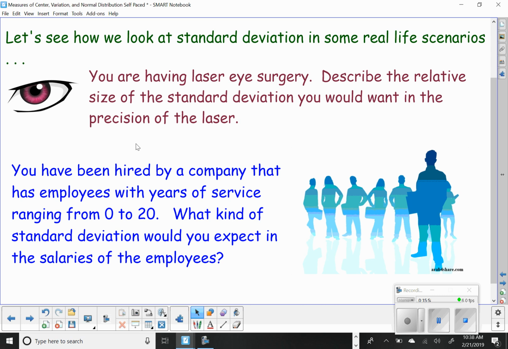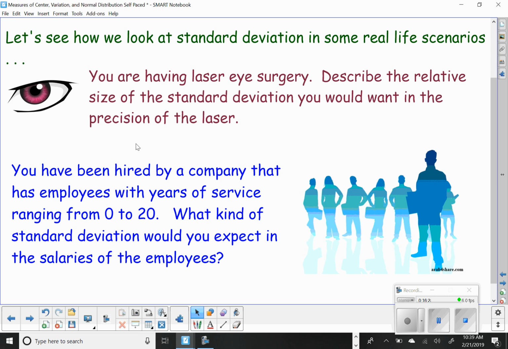Now, on the other hand, I've been hired by a company that has employees with years and years of service ranging from 0 to 20. What kind of standard deviation would I expect in the salaries of the employees? I'd like a bigger standard deviation. A bigger standard deviation would tell me that with experience and knowledge and good performance, I could make more. That whatever I make coming in is not what I'm going to be making in 20 years.